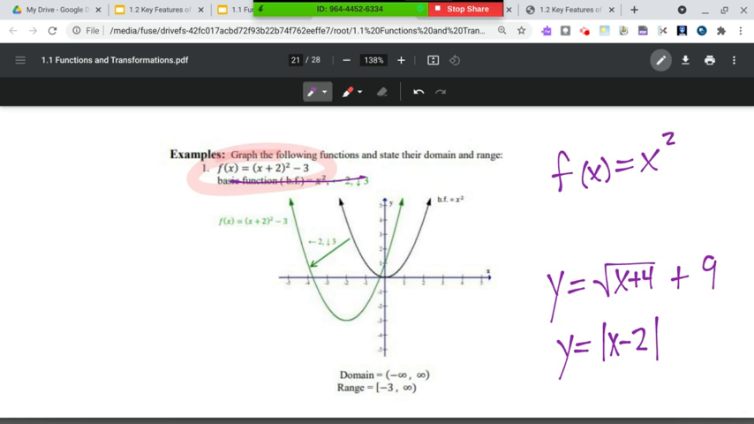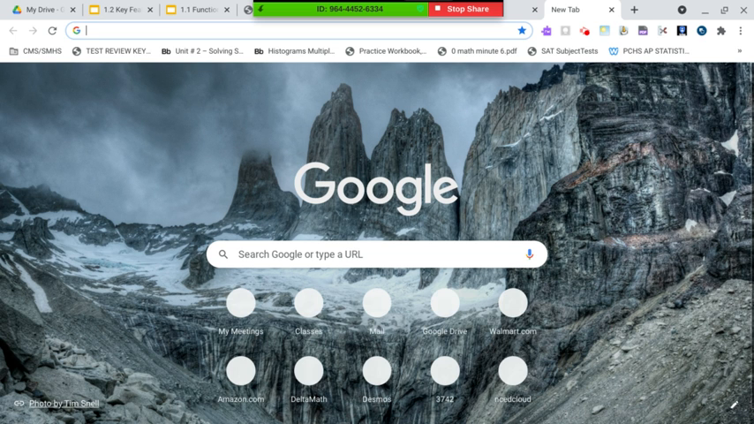And honestly, anytime you ever forget or you're having a moment where you can't remember, you can always open up a Desmos tab. Let me do that so that you can see. Put your parent function in.